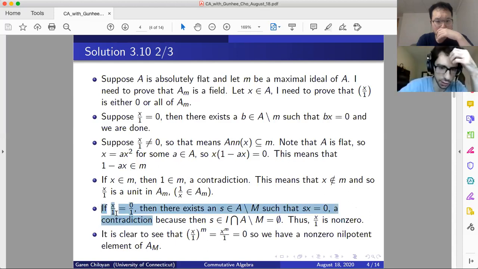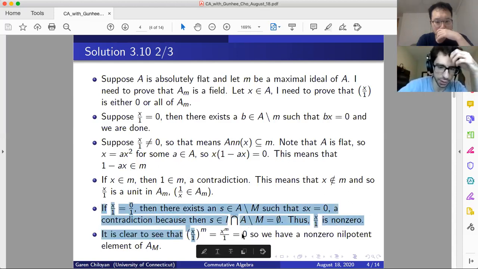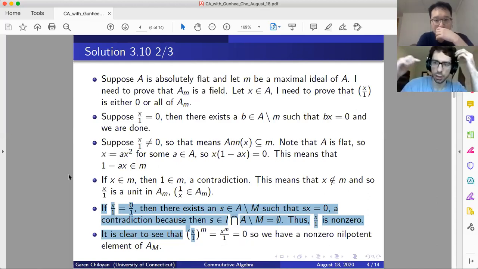Sorry, I should have deleted this. Ignore this, this is bad. Okay, so we proved the direction left to right. Ignore this. Any questions? Yeah, very good, very good.